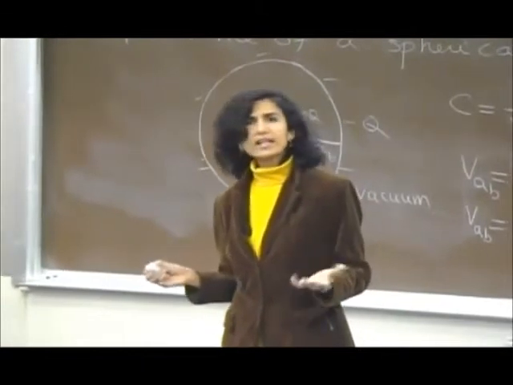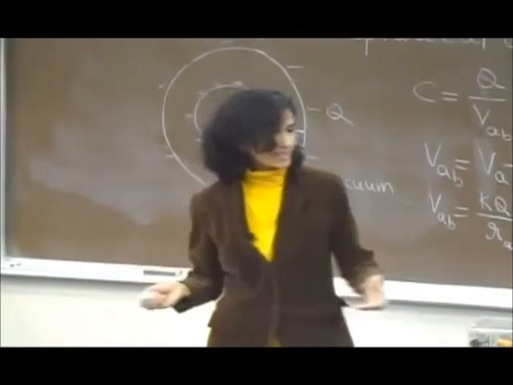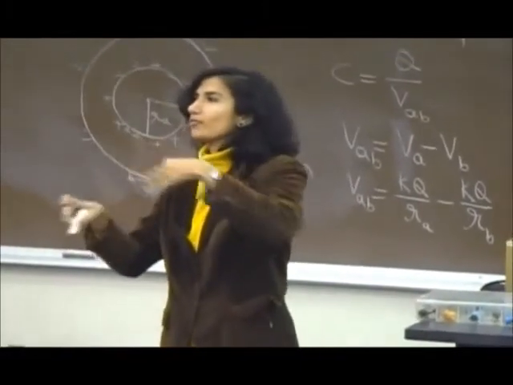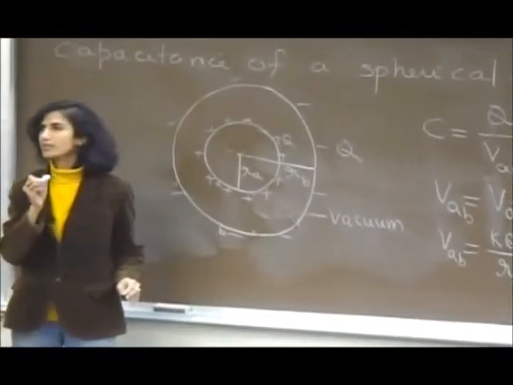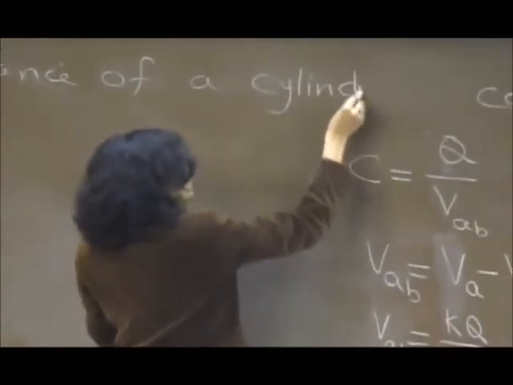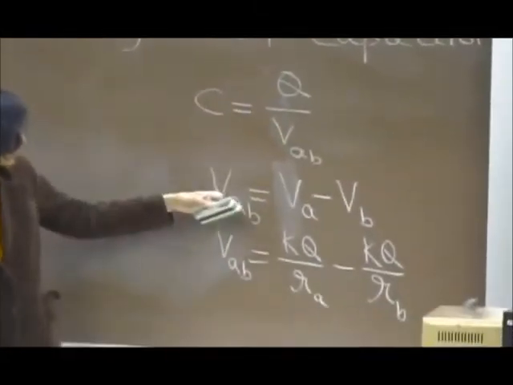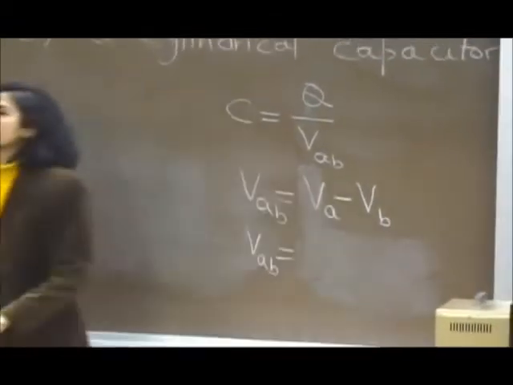Okay, while we are at it, let's find out the capacitance of a cylindrical capacitor, because you could have a capacitor in which there are two cylinders, concentric, two metal cylinders, and then there's some insulator or vacuum between them. Okay, so let's try to figure out. Any questions about this, folks? Okay, so then let's move on to figuring out capacitance of a cylindrical capacitor. This is still true, C is equal to Q over VAB. This is still true, VAB is equal to VA minus VB.